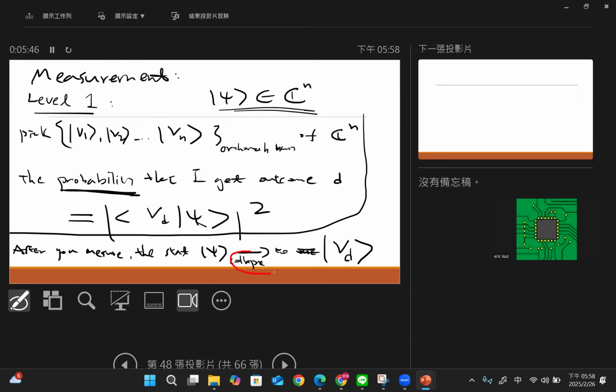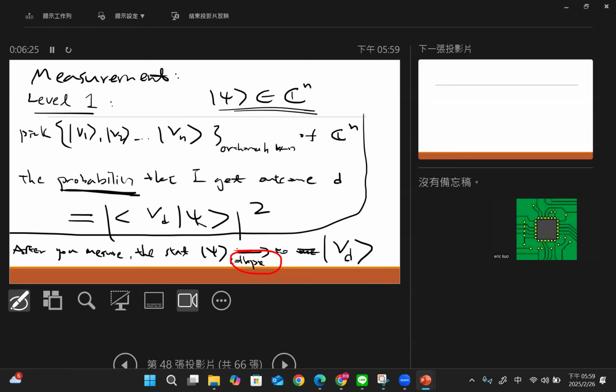The state collapse, right? I say that after you get some outcome, the state will collapse. And basically, you can go online and find some other paper. You can also define your quantum mechanics without this collapse. You can say that I get probability outcome D, but the state will remain the same, right? So if I delete this collapse, then there's no other obstruction or contradiction.